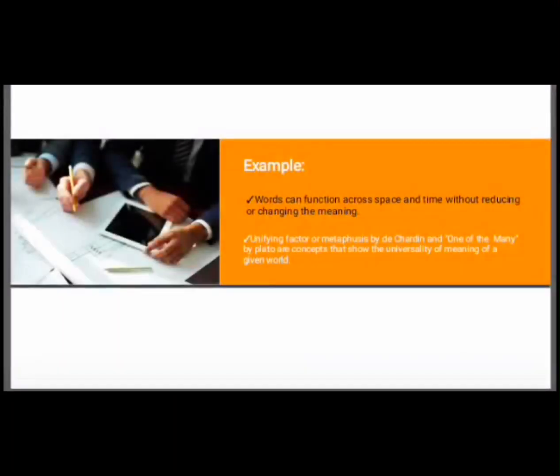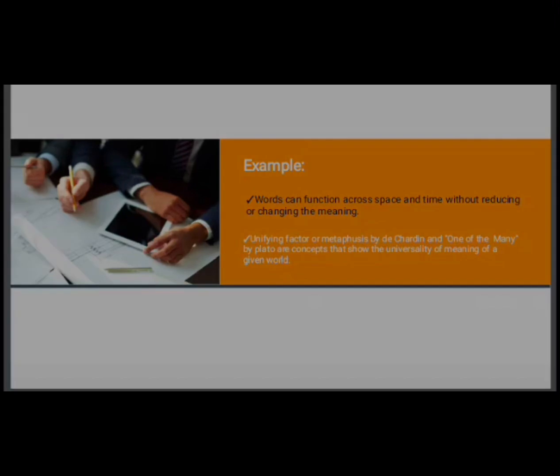Examples of the role of language: words can function across space and time without reducing or changing the meaning. Example: it is impossible for a student to learn how to cook if he does not communicate with a more knowledgeable person. Next, the unifying factor or metaphysis by Desjardins and the One over the Many by Plato are concepts that show the universality of meaning of a given word.